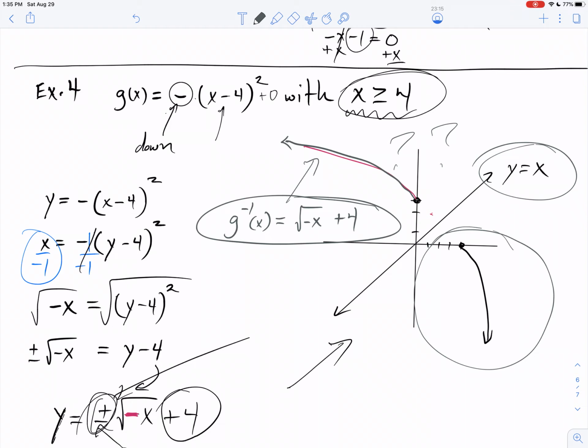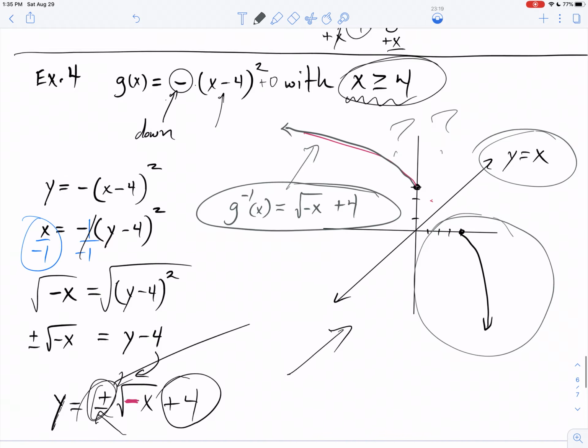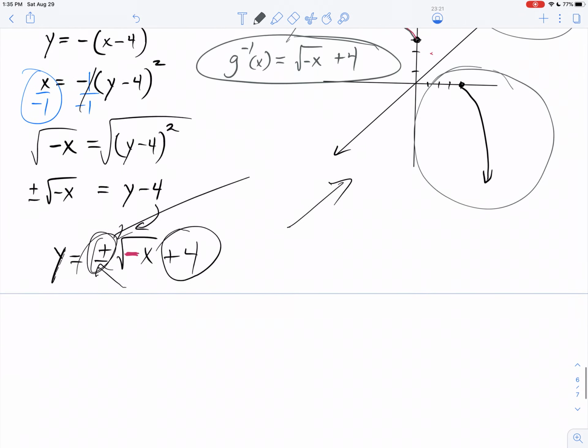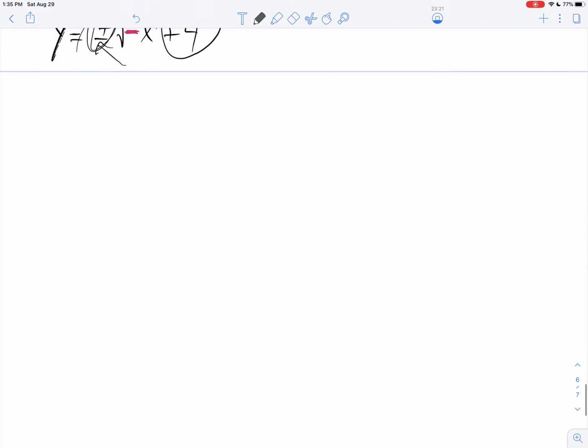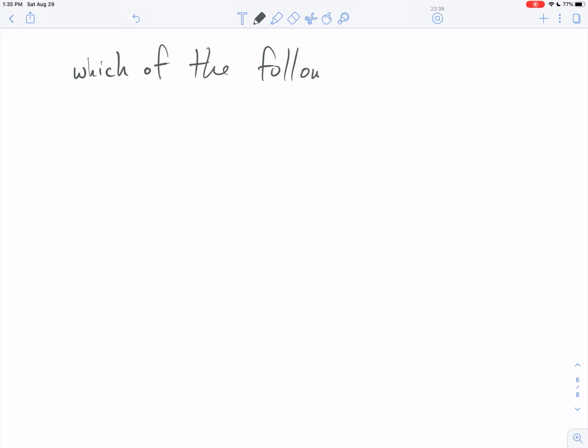I got one more to go, but I know that you guys will have an AP Calc packet coming your way. So I do want to make sure that when you hit the AP Calc packet, there's going to be a question on there that says, which of the following are functions?